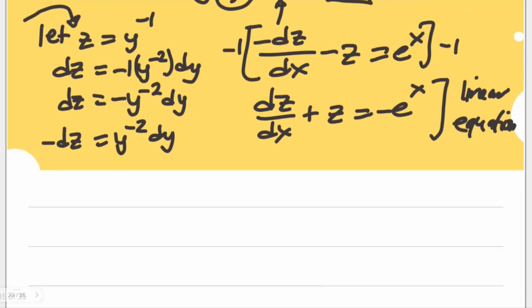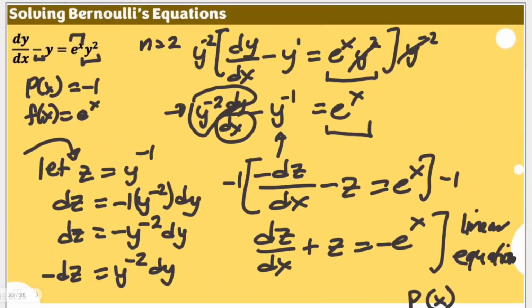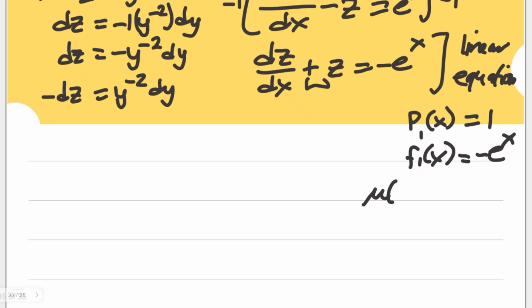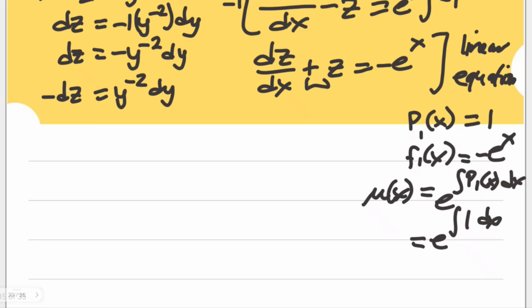So in solving for that, don't forget that we need the integrating factor. We'll be using p of x, but since p of x was already given earlier, to differentiate that, p sub 1 of x is equal to +1, the item here, and f sub 1 of x is -e to the power of x. So our integrating factor is e to the power of the integral of p sub 1 of x dx, e to the power of the integral of 1 dx.